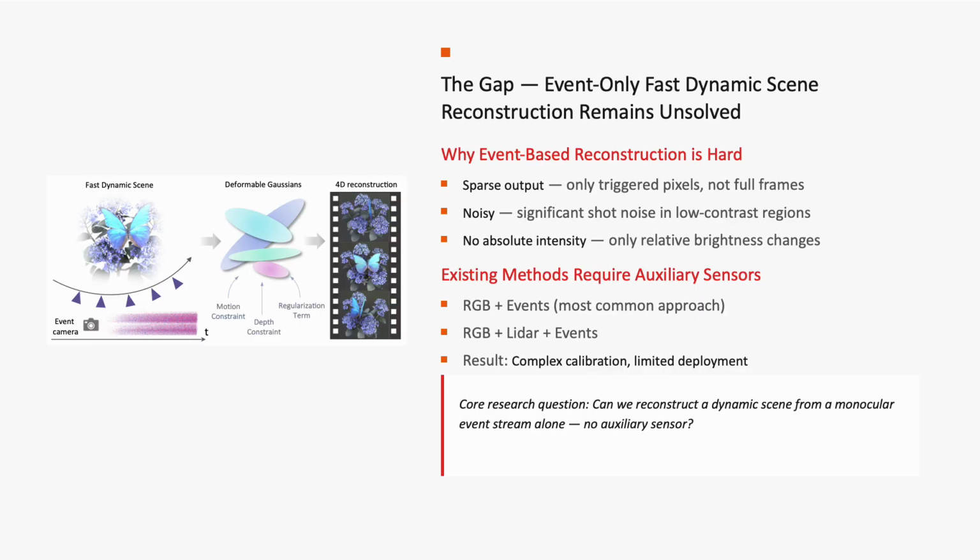Despite their advantages, event cameras produce sparse, noisy output with no absolute intensity. Existing dynamic reconstruction methods all rely on auxiliary sensors like RGB cameras or LiDAR, adding hardware complexity. This raises a key question. Can a dynamic scene be reconstructed from a monocular event stream alone?